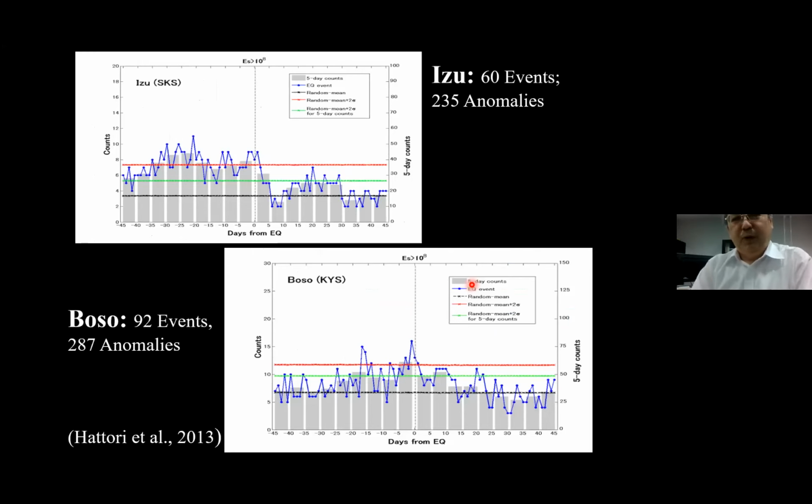Other 2 points, Izu and Boso, the other 2 places where we have done similar analysis. For Boso, nearby the Kakioka station, we have significance for 0 to 5 days. For the Izu, that is a volcanic area, significance is about 1 month before the earthquake. So the lead time is quite different.